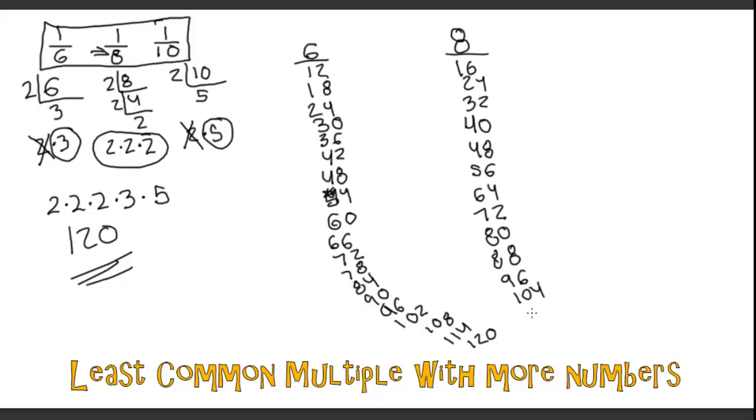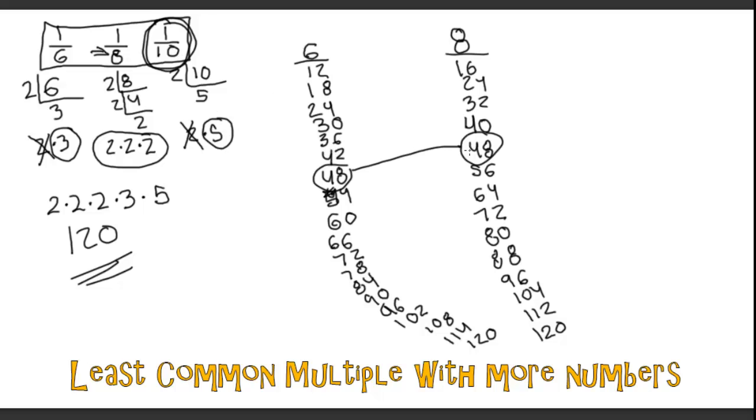104, 112, and 120. So there's our match, right? Now, you might get alarmed because you see a couple matches, you've got 48 here, and you've got 48 here. But that doesn't account for 1/10 over here. You still have to find a least common multiple for that 1/10.